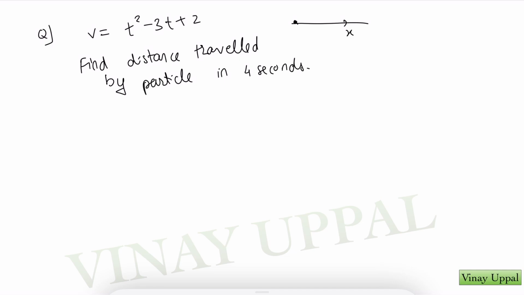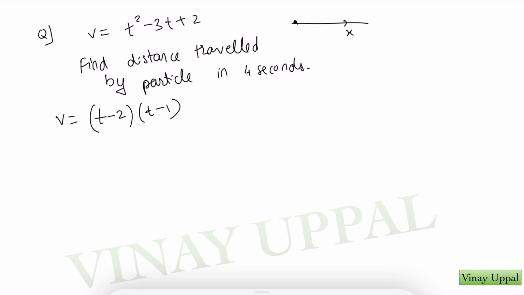Alright, so here the question is not asking displacement, the question is asking distance. What that would mean is we will need to figure out at which point the particle changes its direction, reverses its direction, and then we'll have to add up the individual segments traveled by the particle. So let me just first write down the velocity as t minus 2 times t minus 1.